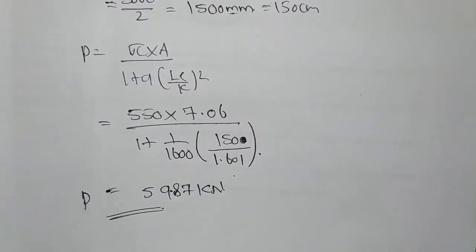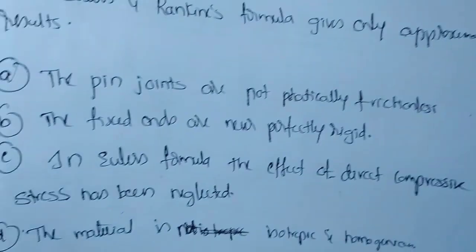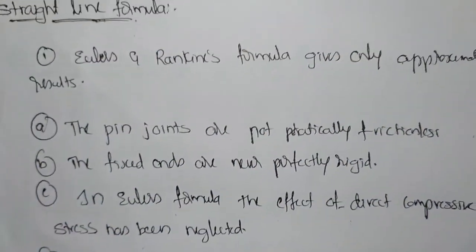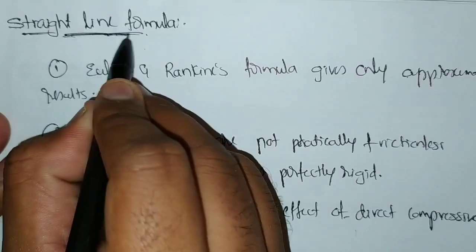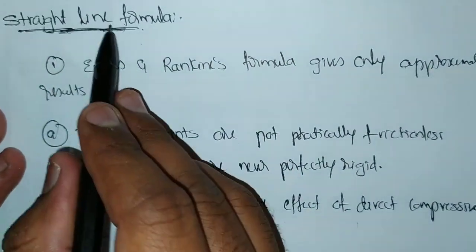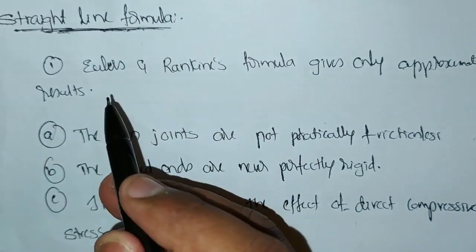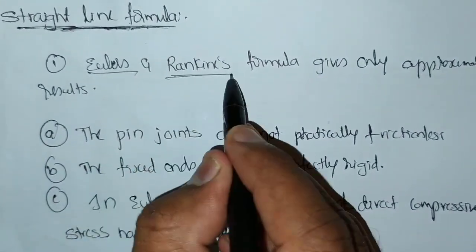And we are going to have one other condition. Previously we have seen Rankine's formula and Euler's formula. Based on this we are going to have another formula, that is the straight line formula. We will discuss what the straight line formula is. So now next we are going to have the straight line formula. Previously we have studied Euler's and Rankine's formulas.